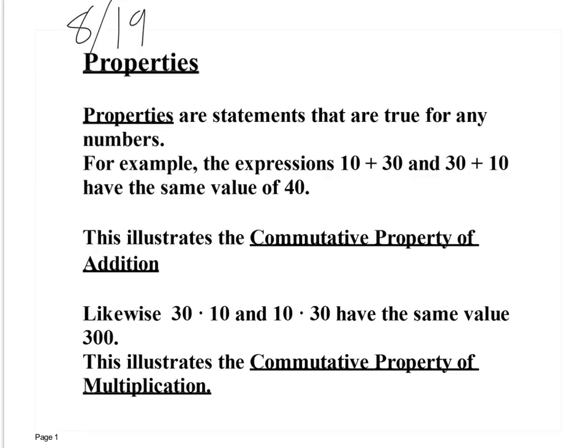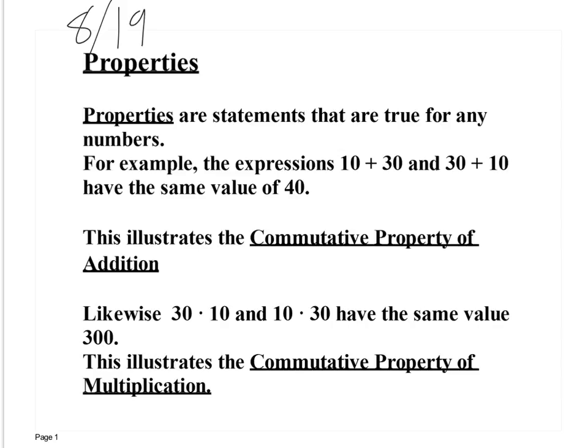Today we're going to talk about properties of numbers. The properties are statements that are true for any number. So, for example, the expressions 10 plus 30 and 30 plus 10 both have the same value of 40. So what they've done is put a name to that, and that's the commutative property of addition.